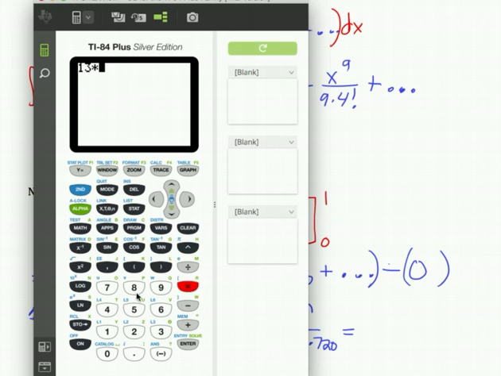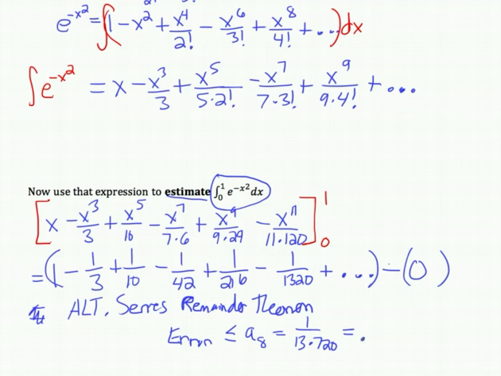13 times 720. So 1 divided by that is going to be a pretty small error term. Oh yeah, so we're doing pretty good. What is that? 0.000106. Our error is going to be less than that if we add up these guys. So let's just go ahead and add up these guys.